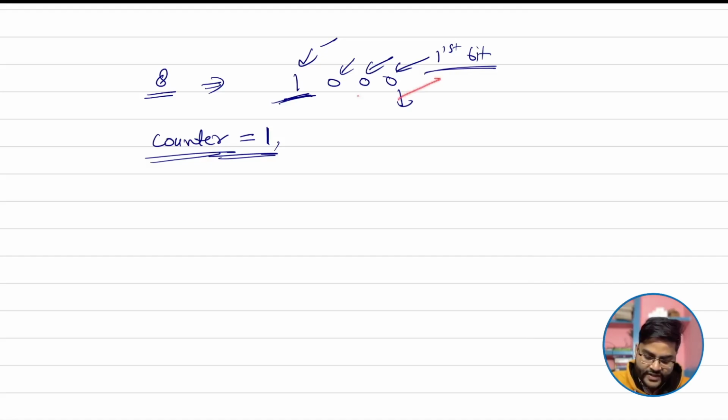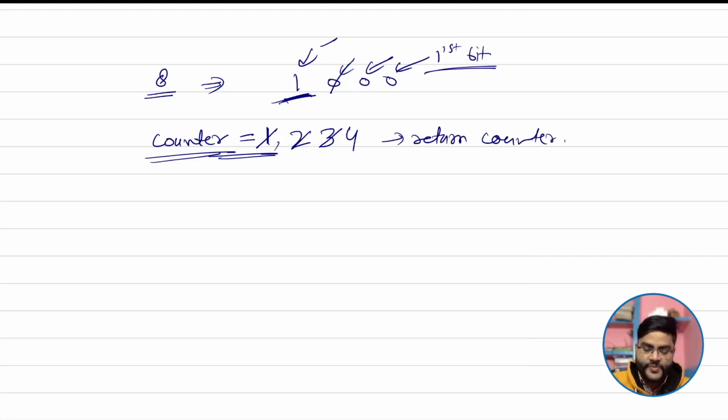Is it 1? No. Is it 1? No. Is it 1? No. Is it 1? Yes. So every time, check if it is 1; if no, increment your counter. That means the first bit is not set, the second bit can be set. So check the second bit: if it is 1, no, increment the counter. Check the third bit: if it is 1, no, increment the counter. Check if it is 1, yes, return the counter. Which means my fourth bit is 1, it is a set bit.